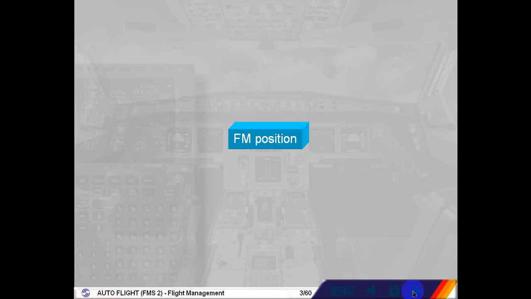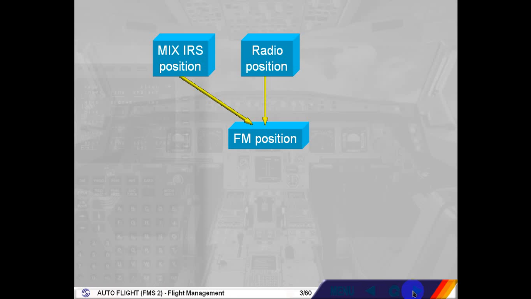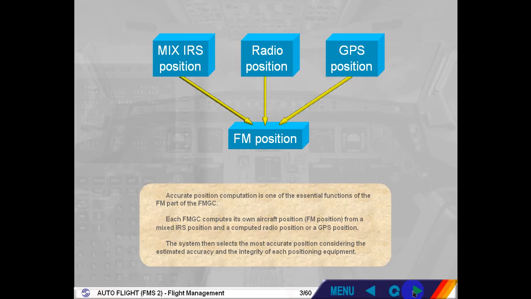Accurate position computation is one of the essential functions of the FM part of the FMGC. Each FMGC computes its own aircraft position, FM position, from a mixed IRS position and a computed radio position or a GPS position. The system then selects the most accurate position, considering the estimated accuracy and the integrity of each positioning equipment.